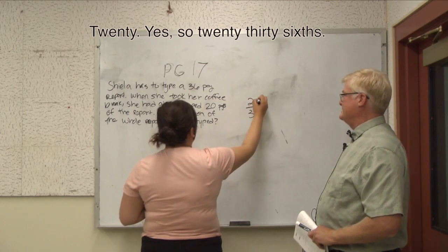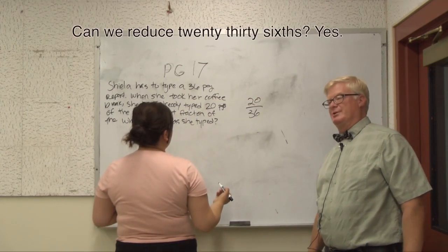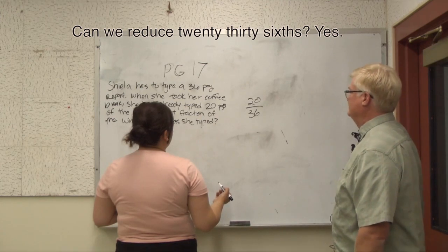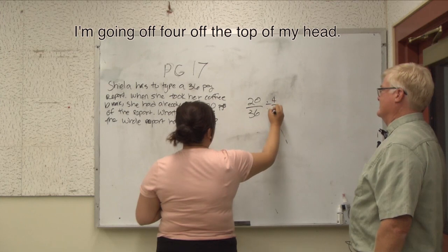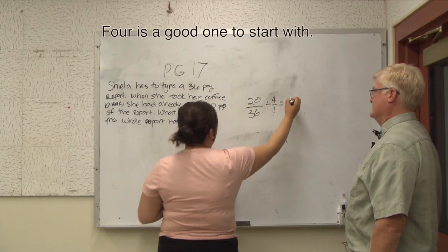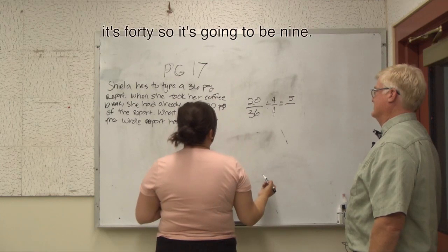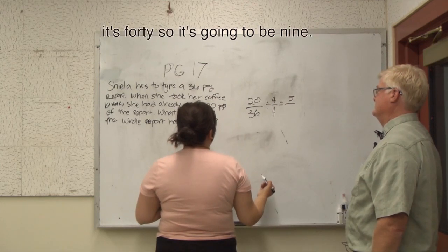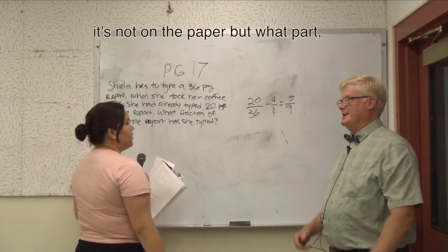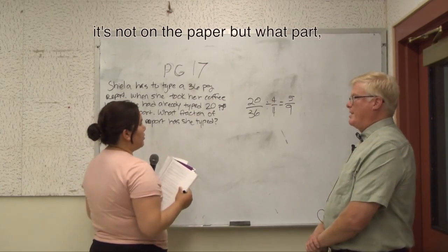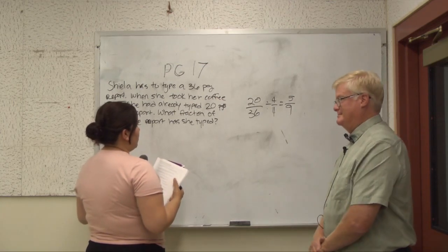20. Yes, so 20/36. Can we reduce 20/36? Yes. What can we divide both of those by? 4 is a good one to start with. Then we're going to do 5, and it's going to be 9. Very good. Now I've got a question for you. It's not on the paper, but what fraction of the paper does she still have to type?